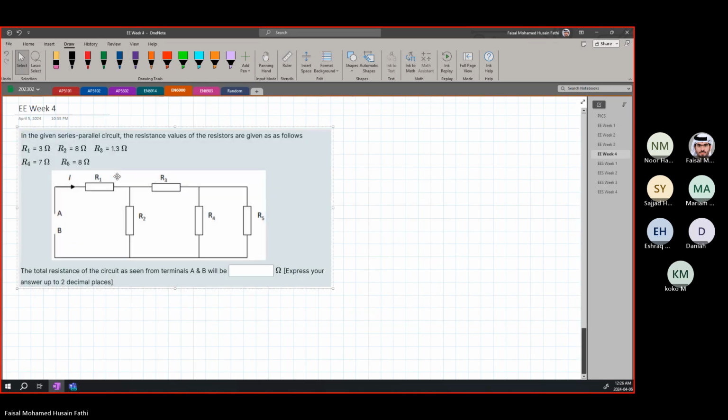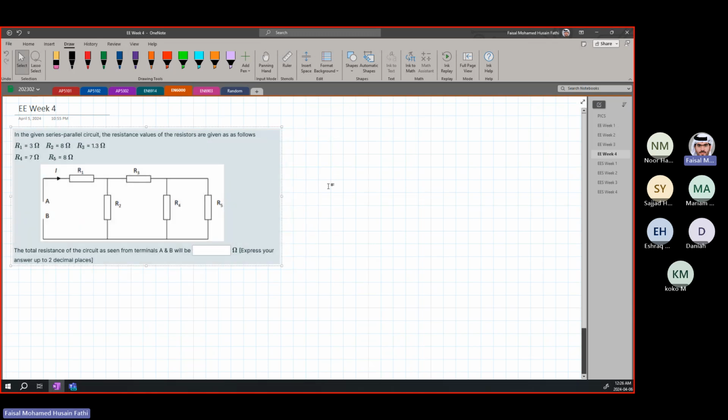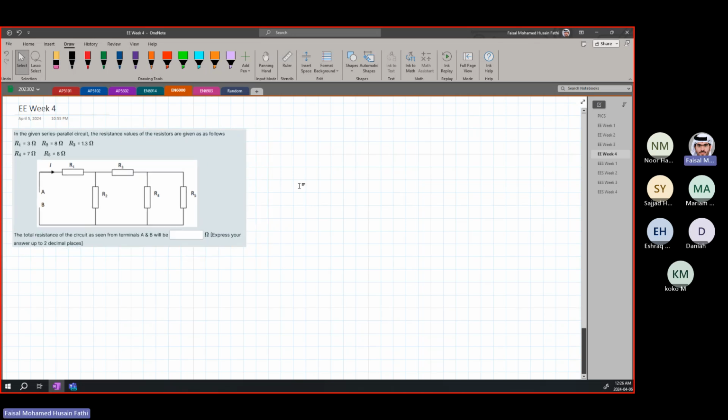Okay. Let's get into this. Now, I'm going to make this a bit smaller because I want to redraw it next to it. In the given series parallel circuit, we have mixed parallel and series. They want us to find the total resistance of the circuit as seen from terminals A and B.